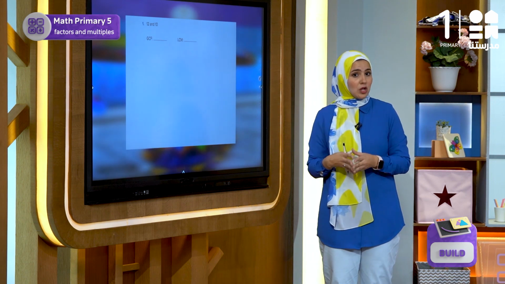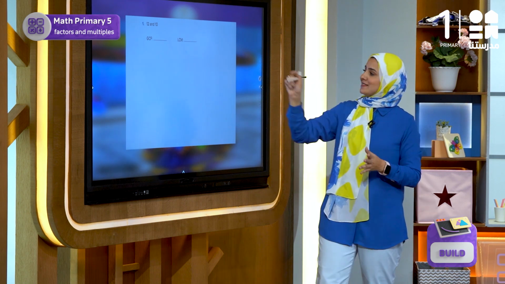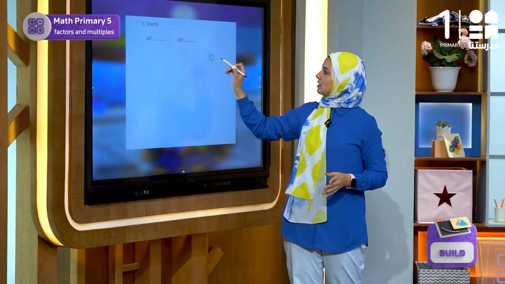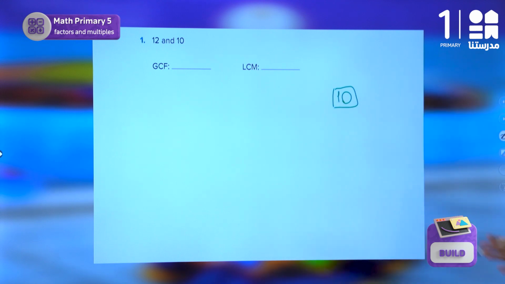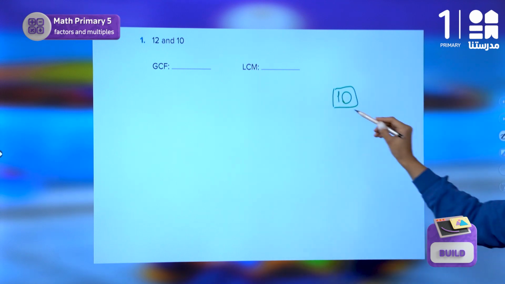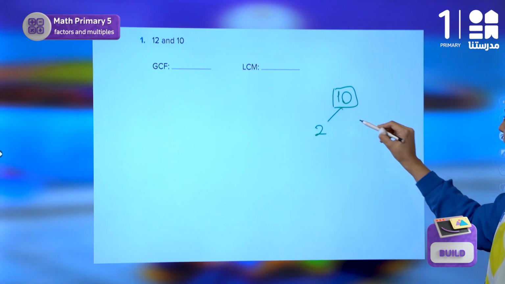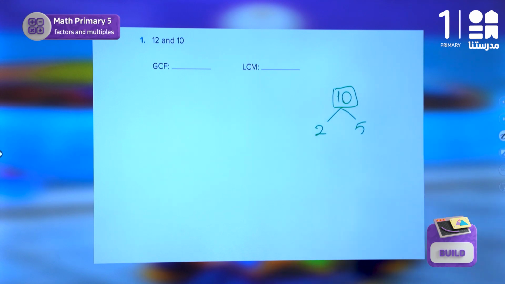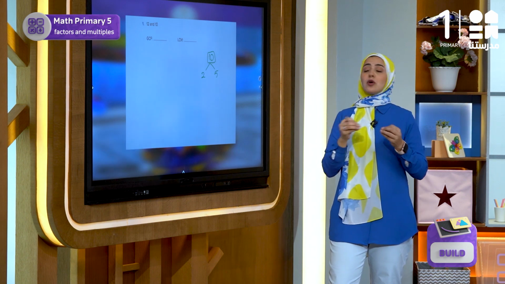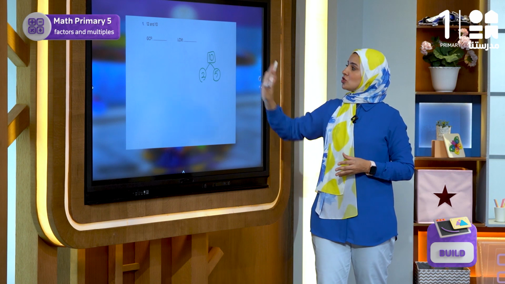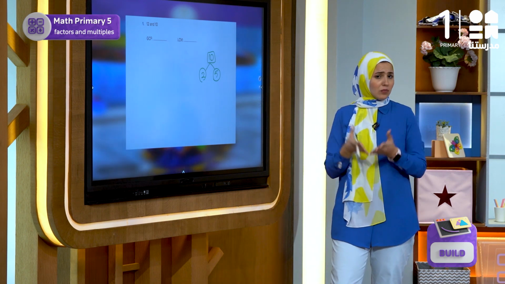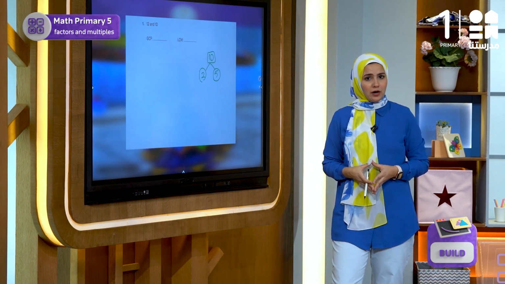Do you remember it? So I'm starting with the number 10. Let me write 10 over here. What are the factors of 10? We have 2 and 5. Since both numbers are prime, I'm going to circle both numbers. So these are the factors of 10. We cannot decompose them anymore.